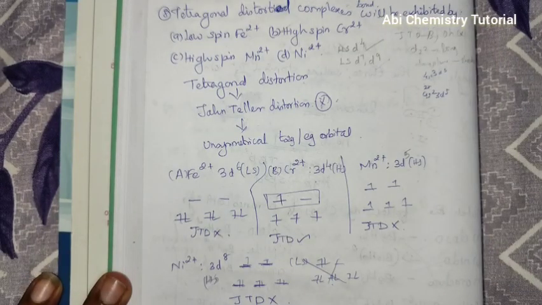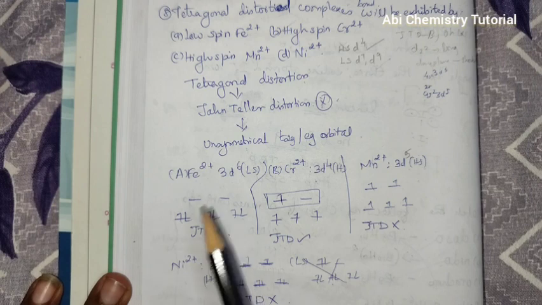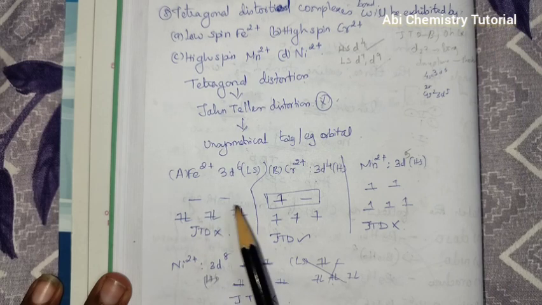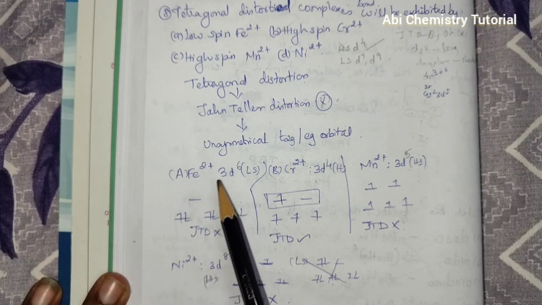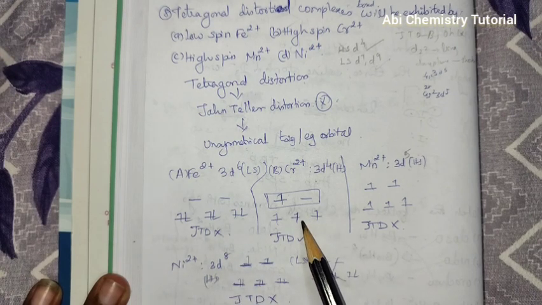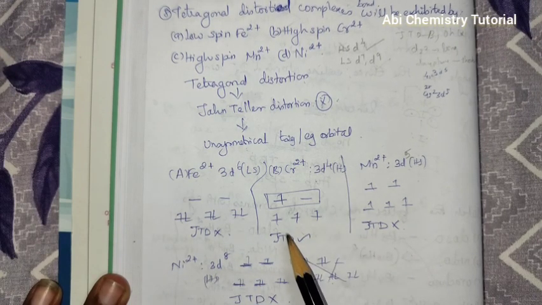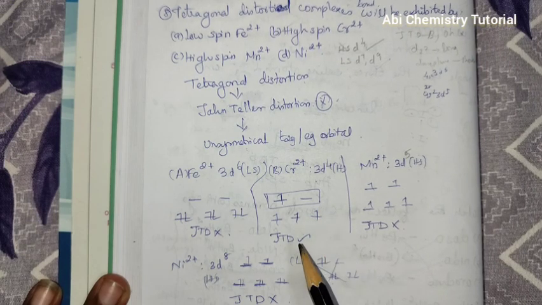The next question is: tetragonally distorted complexes will be exhibited by. So 4 options are given. Tetragonal distortion means Jahn-Teller distortion, which is equivalent to an unsymmetrical t2g or eg orbital occupation. So we are writing the distribution of energy levels for all the 4 options. Low spin Fe2 plus means 3d6. There is no possibility of Jahn-Teller distortion. In chromium 2 plus, 3d4 high spin, there is an unsymmetrical t2g or eg orbital occupation. So there is a possibility of Jahn-Teller distortion.